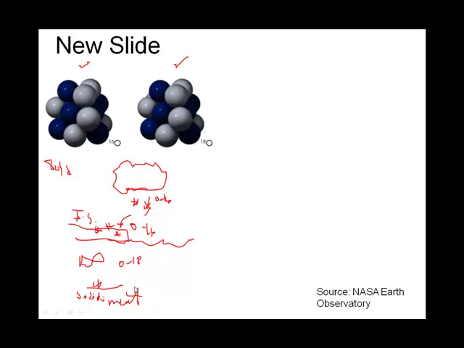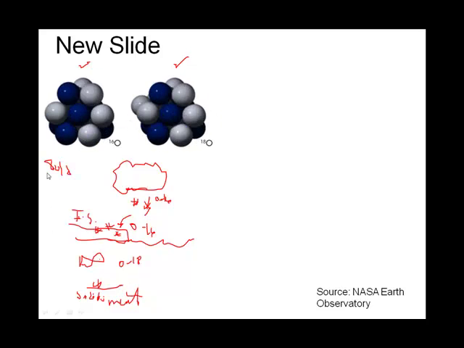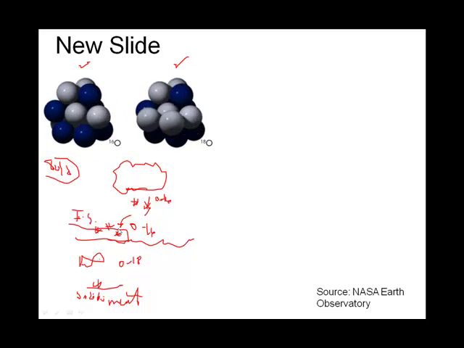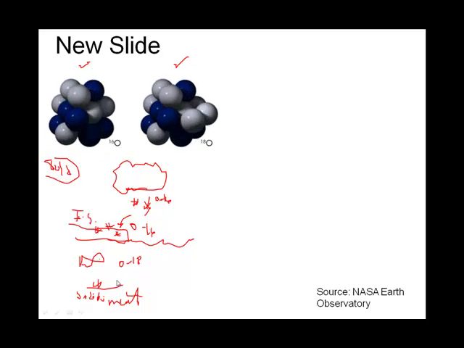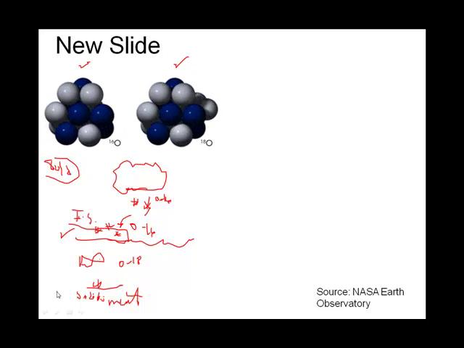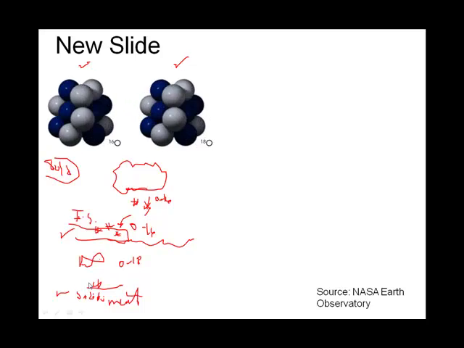Okay, so that's the situation when we're in an ice age: we have more oxygen 16 in our ice sheets and more oxygen 18 in our sediment. So as we talk about proxy data, I want you to know that the proxy data is coming from 2 sources.